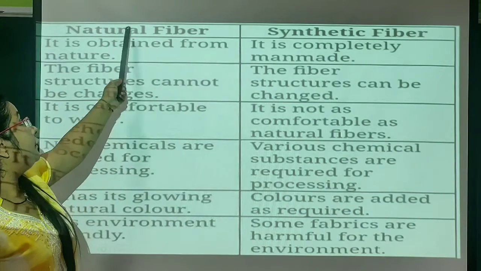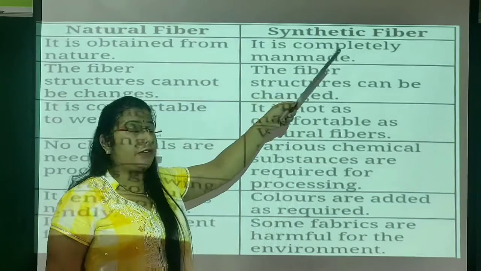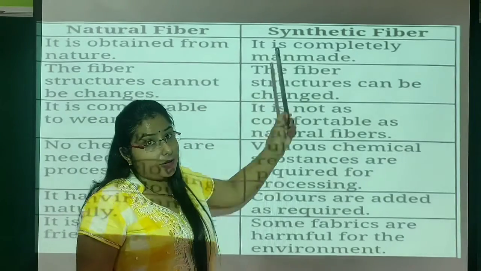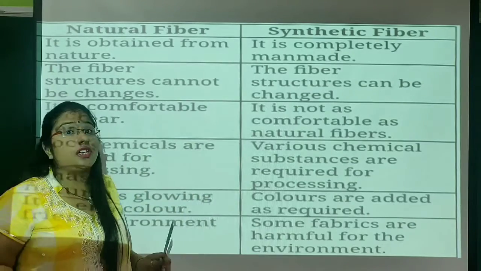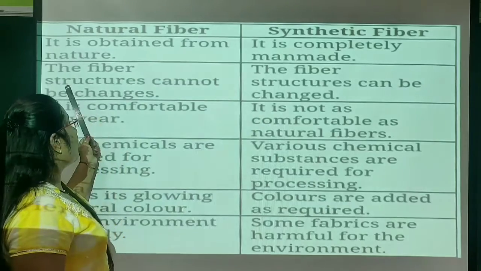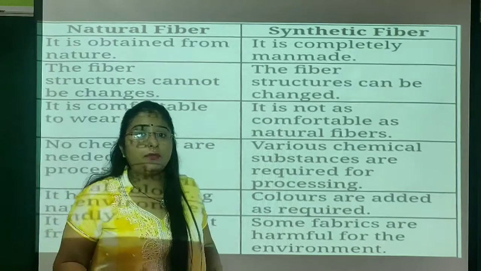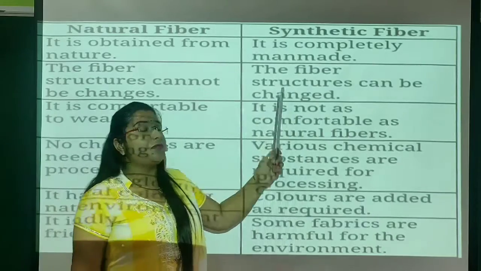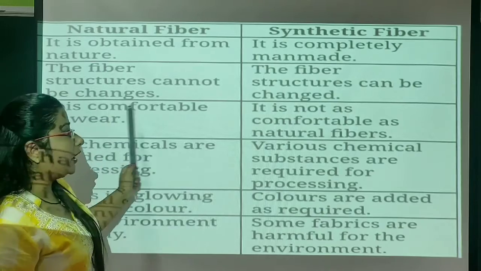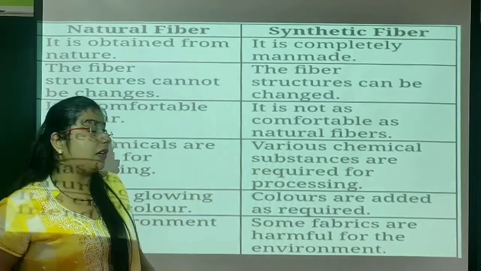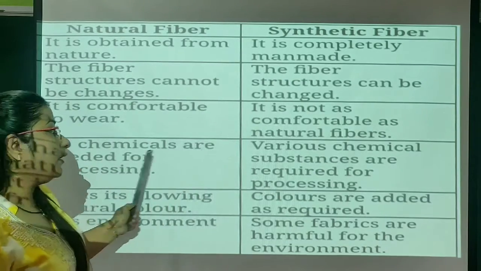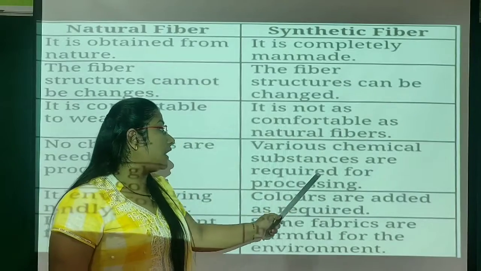Now, the difference between natural fiber and synthetic fiber. Natural fiber is obtained from nature, and synthetic fiber is completely man-made. It means it is created in industry. So who works in industry? Man. So it is known as man-made fiber. The natural fiber structure cannot be changed, meaning we have to use it the way we get it from nature. But the synthetic fiber structure can be changed according to our choice. Natural fiber is comfortable to wear, while synthetic fiber is not as comfortable. Chemicals are added for processing; various chemical substances are required for processing.